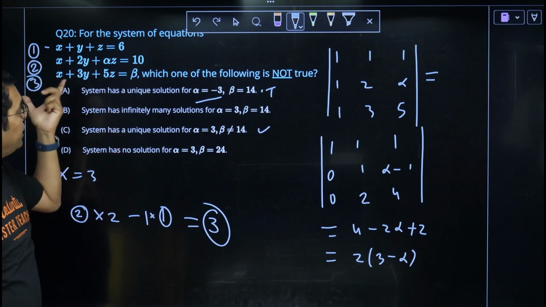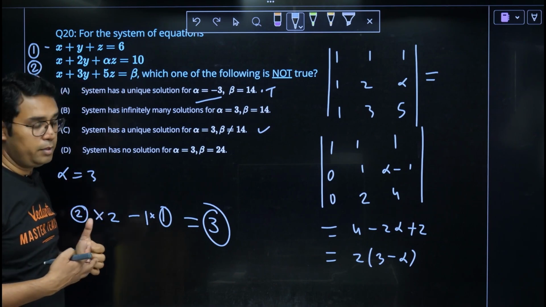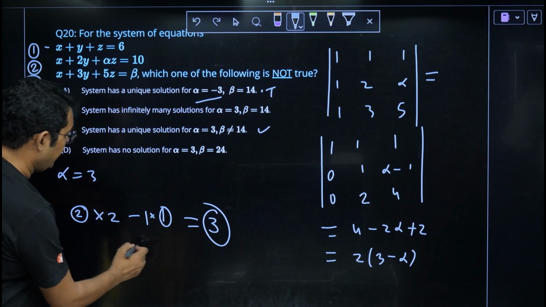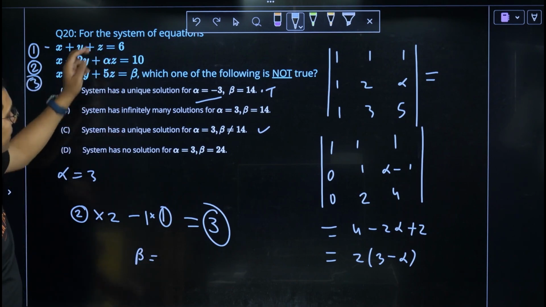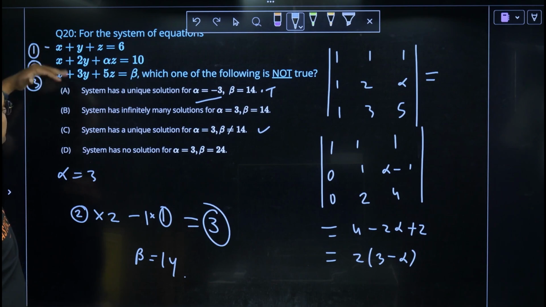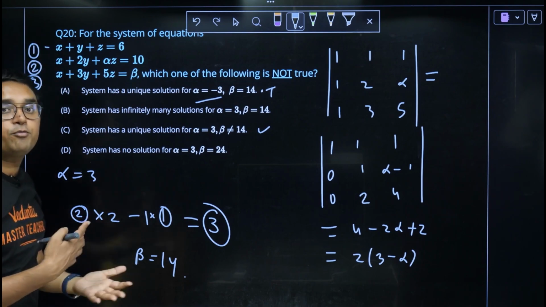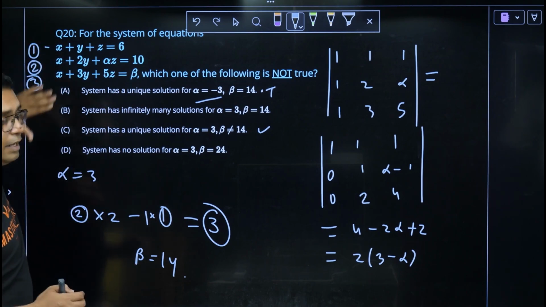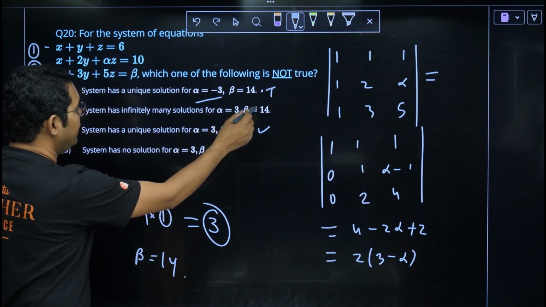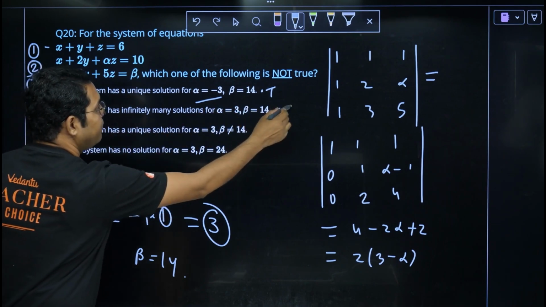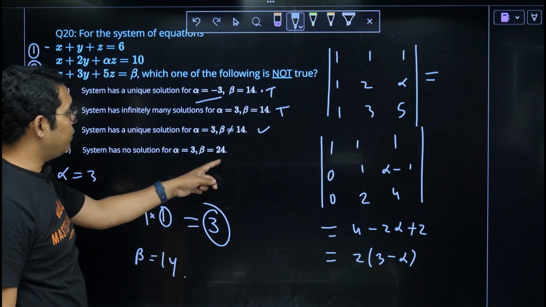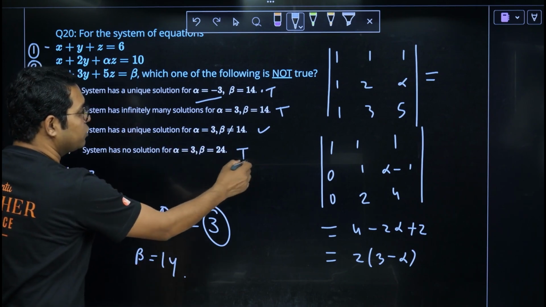It is actually not equation 3 completely. It is only the left part of this equation. But if you apply the same thing here also, then your beta should become equal to 20 minus 6, which is 14. Which means if beta is 14, then definitely these three equations are a family of planes, you can say. So they will definitely have infinite solutions. For alpha equal to 3, beta equal to 14, it will have infinitely many solutions. So it will also be true. But if beta is not 14, maybe 24 or anything, it will have no solution. So this is also true.